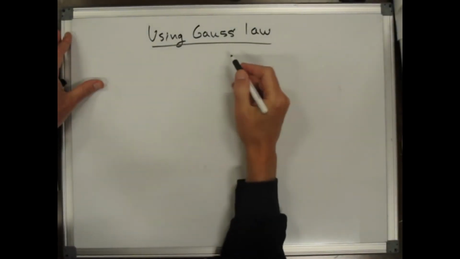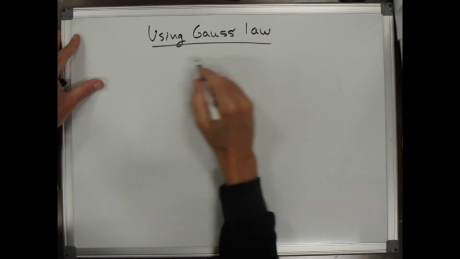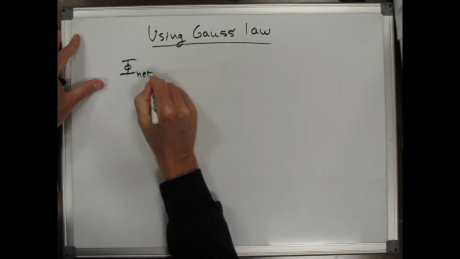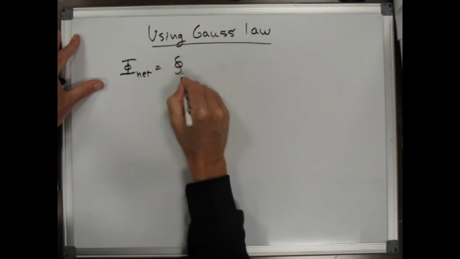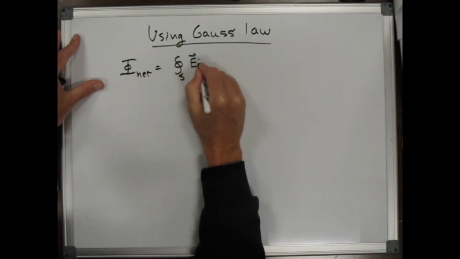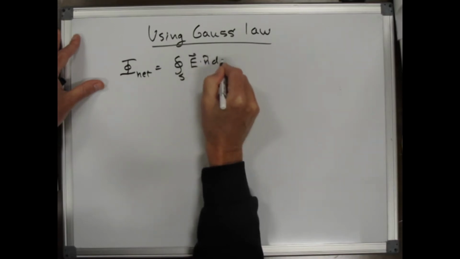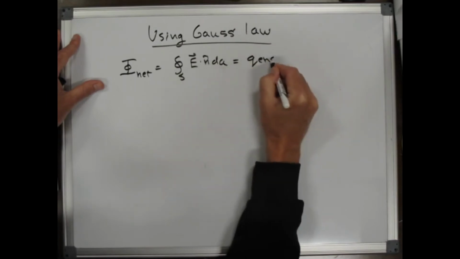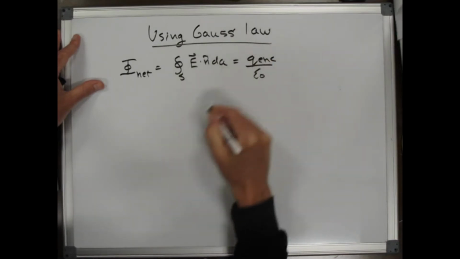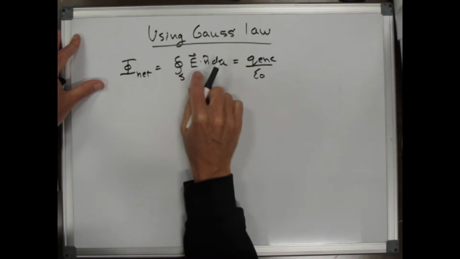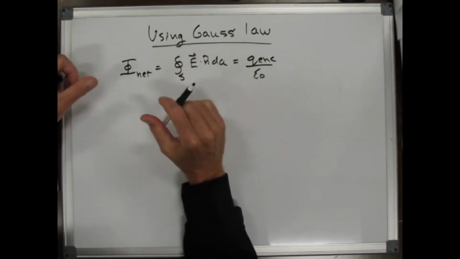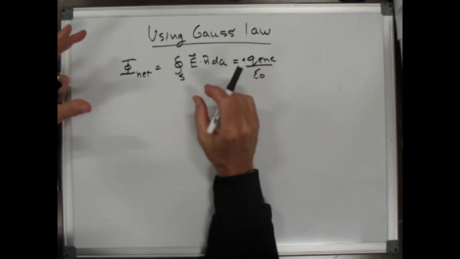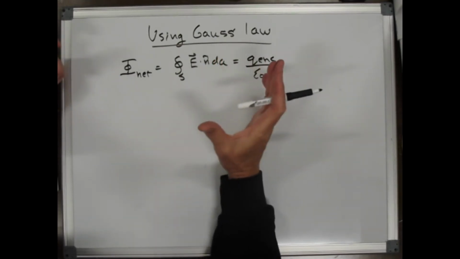Using Gauss's law has some interesting uses. So let's first state what it is, right? Gauss's law says the net flux is equal to the integral around a closed surface of E dot n hat dA, and that's equal to the charge enclosed by this closed surface over epsilon naught. We kind of derived this from a point charge inside a sphere, and then we just generalized it from there based on the fact that the flux doesn't change in terms of leaving the surface.